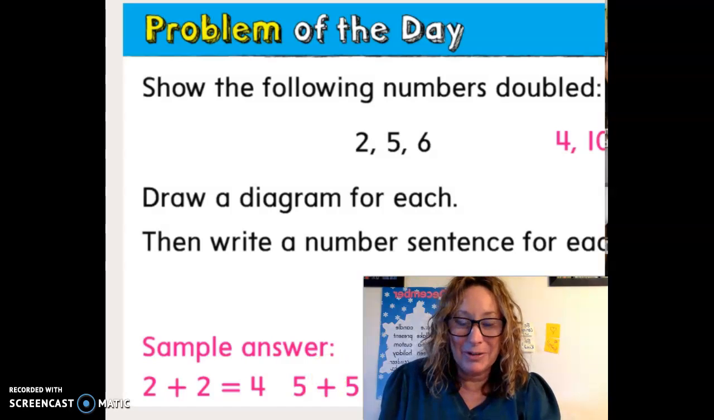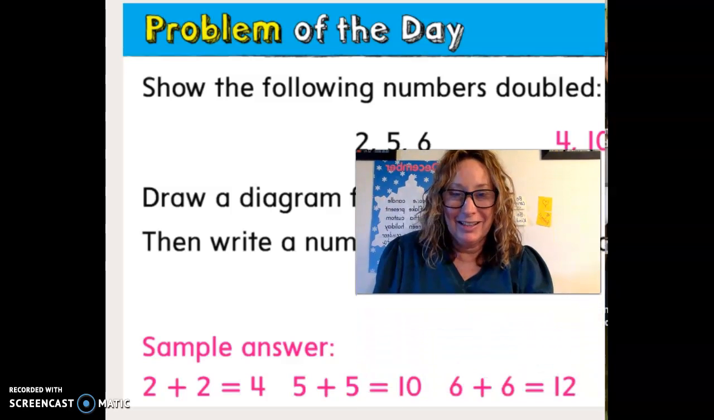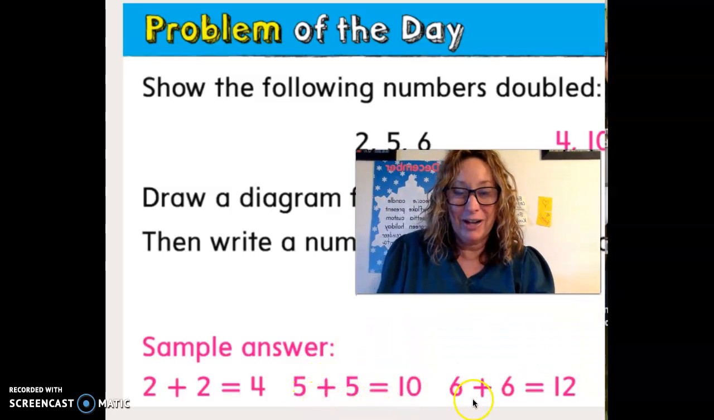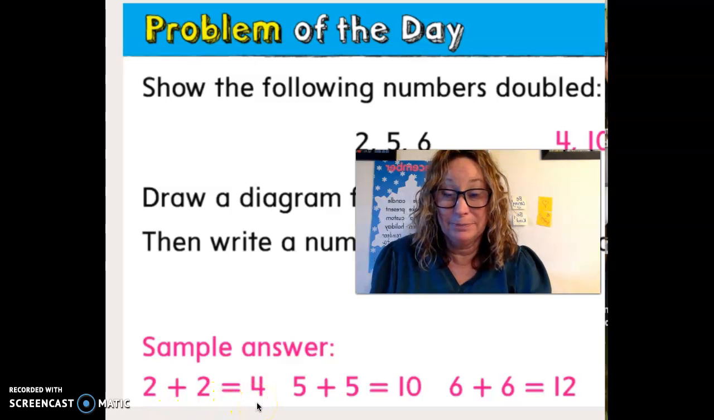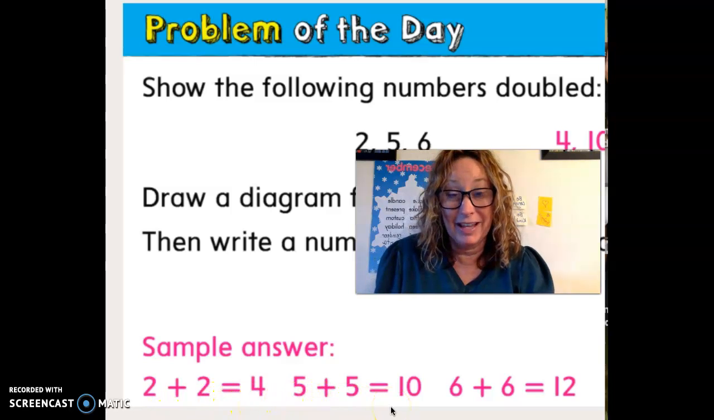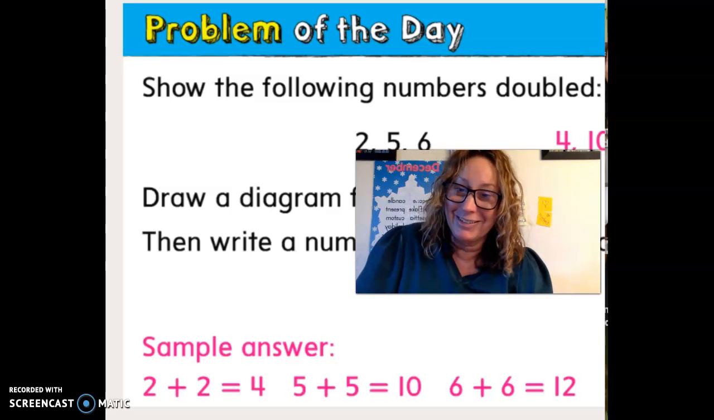All right, good job, boys and girls. Let's check. Did you get the correct number sentences? 2 plus 2 equals 4. 5 and 5 is 10. And 6 and 6 is 12. So those were the doubles facts. I know we've worked on those quite a bit with our addition.